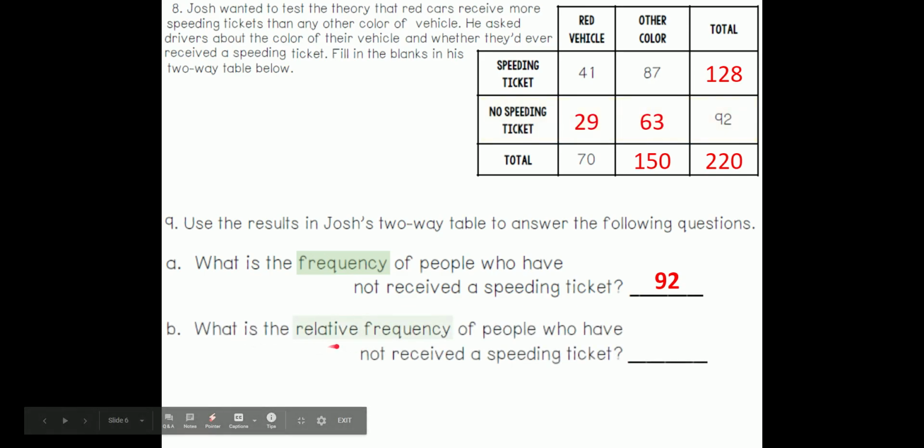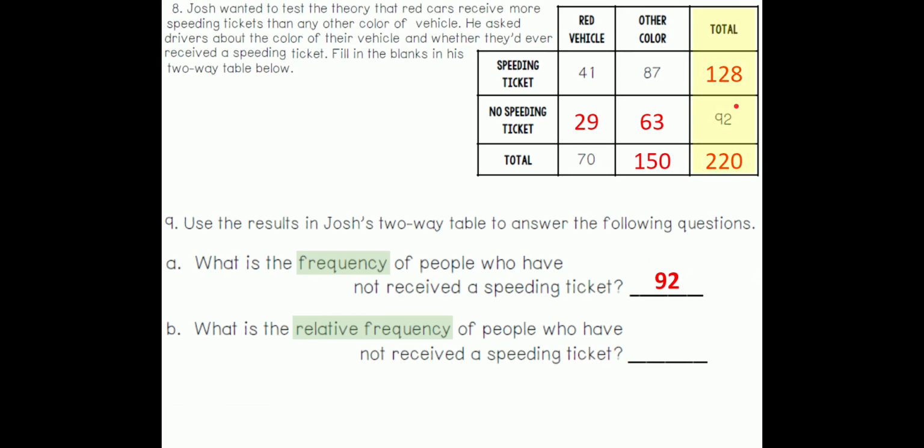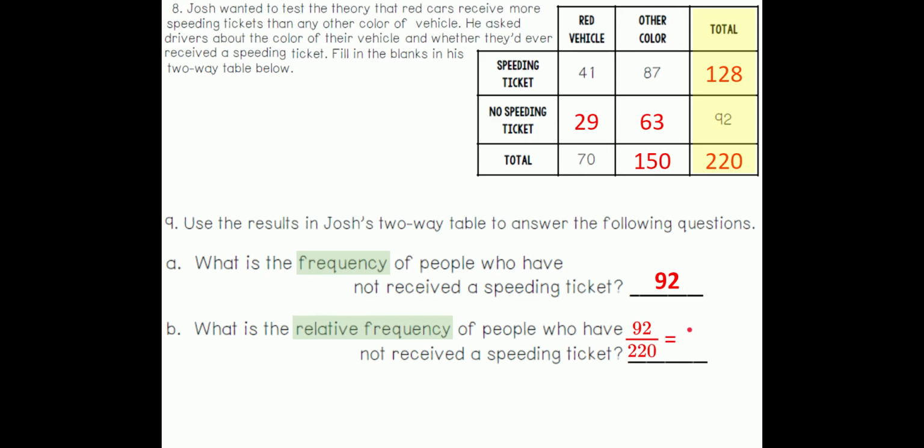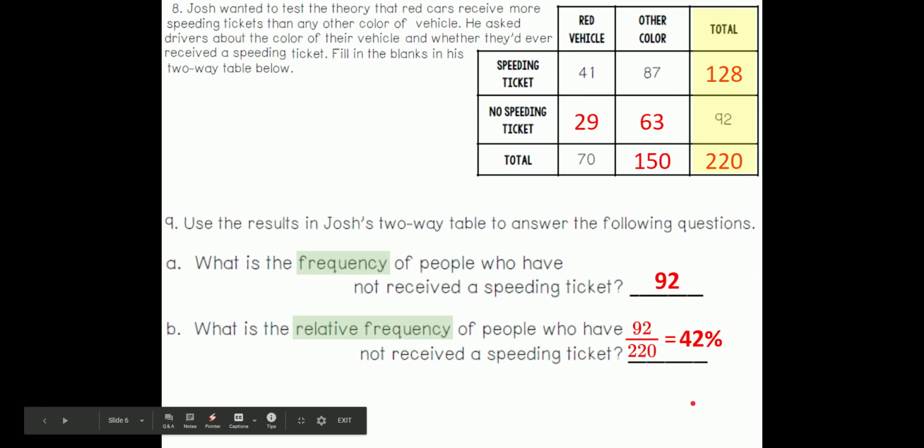B, what is the relative frequency of people who have not received a speeding ticket? Well, for the relative frequency, 92 people didn't get one, but it's 92 out of 220. So 92 out of 220, if you divide that, multiply by 100 or move the decimal place to the right twice, you end up with roughly 42%. So that's it for relative frequency.